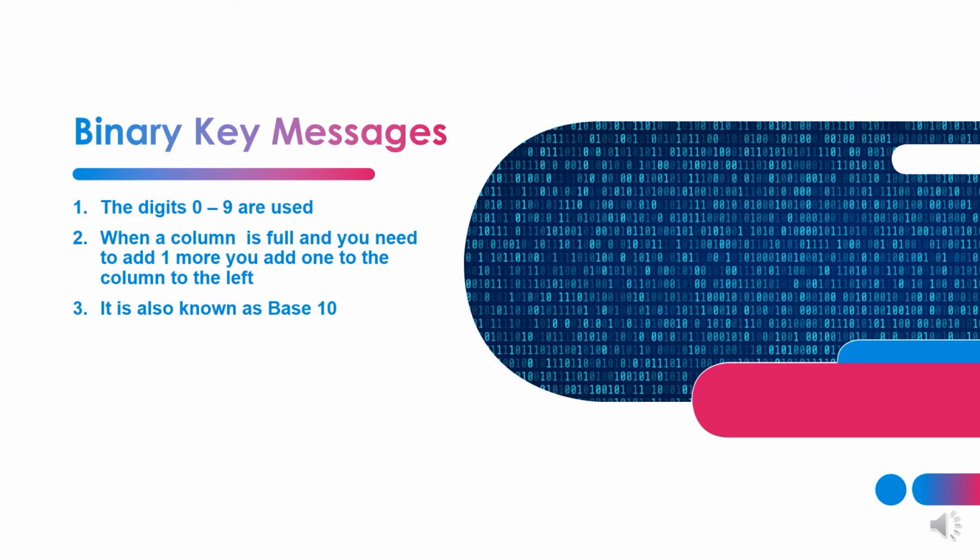When we're working in binary, the numbers 0 and 1 are used. When a column's full and you need to add one more, add 1 to the left. It's also known as base 2.